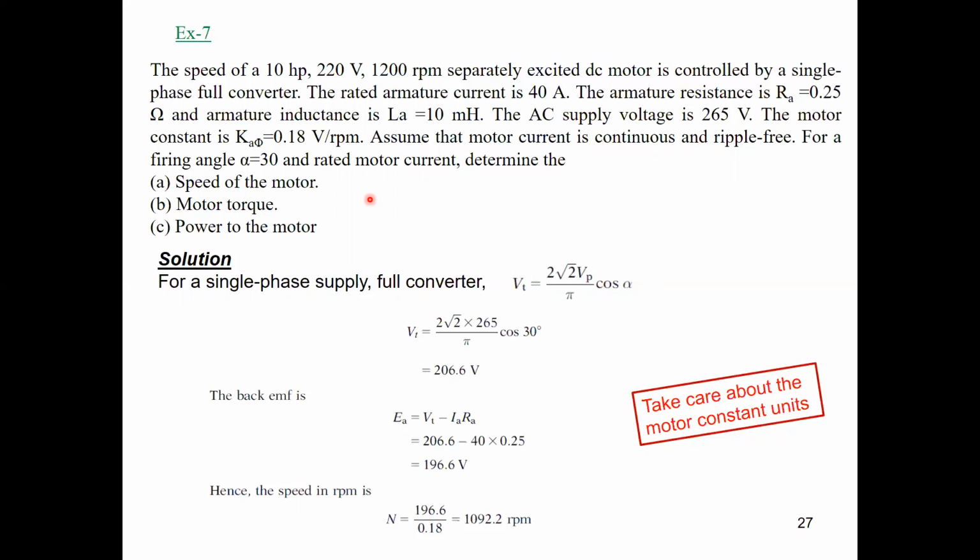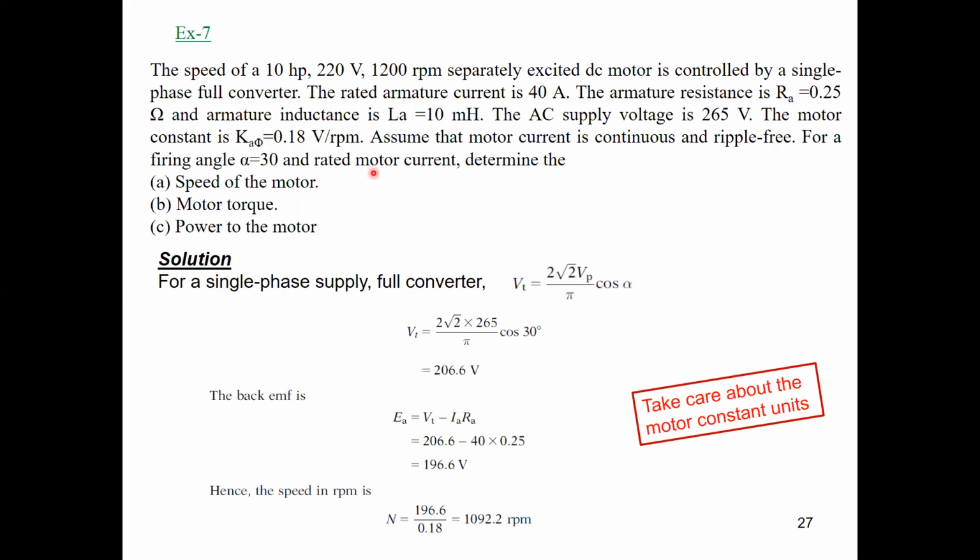The motor constant, which is Ka phi for a separately excited motor, we said before, we can combine the machine constant and the flux together in one factor. So Ka phi equals 0.18 volt per RPM. Take care about this because sometimes the unit is volt divided by rad per second. So in order to get the voltage, which is the EMF of the machine, from the machine constant with flux, you have to multiply by the machine speed in RPM.